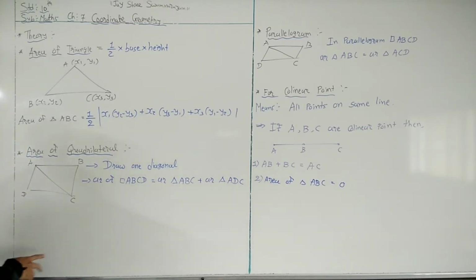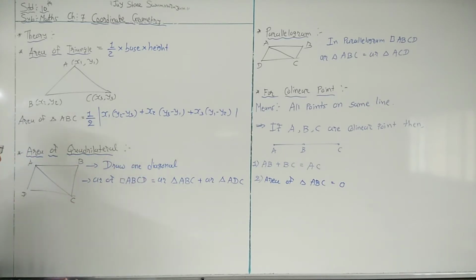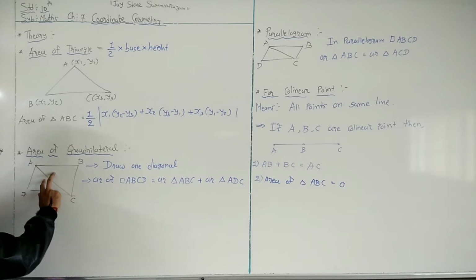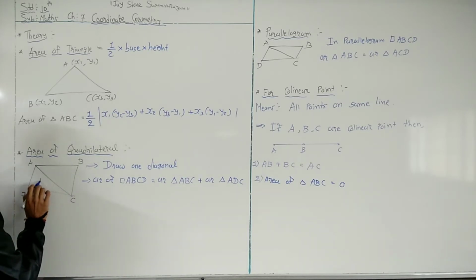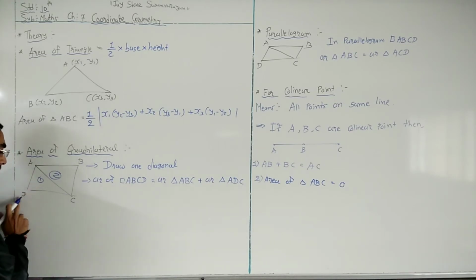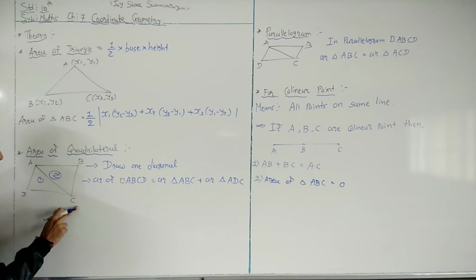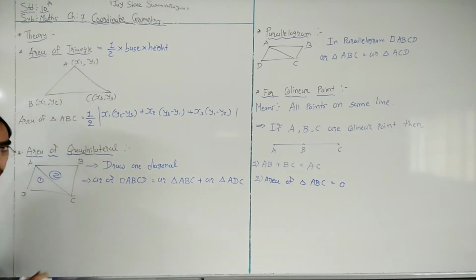Now, first one is to draw one diagonal. Now what happened? Now we have two triangles. So we can find the area of triangle ABC by using this formula. And we can find the area of triangle ADC by using this formula.